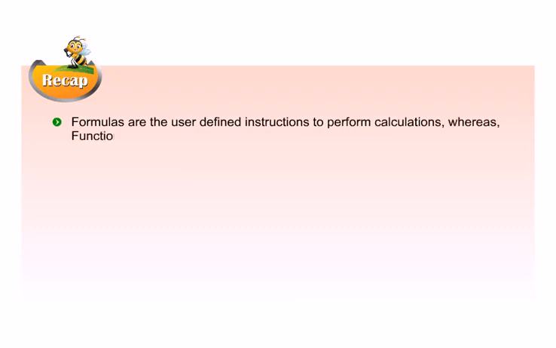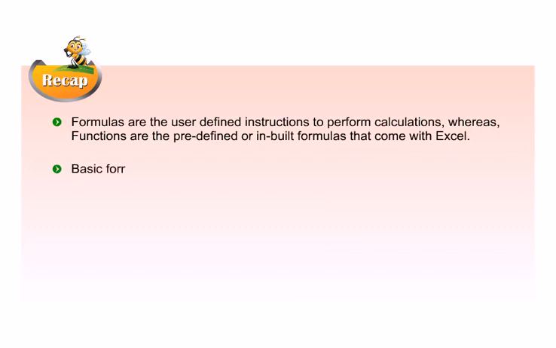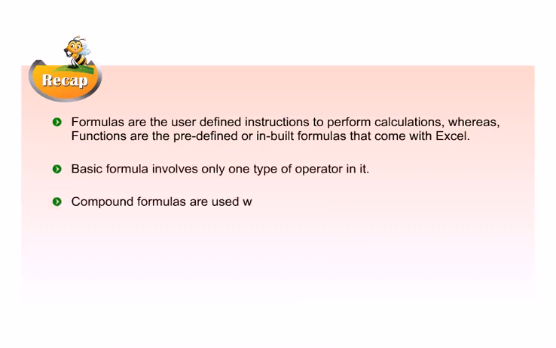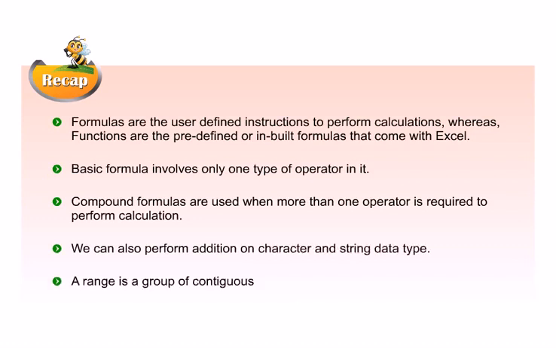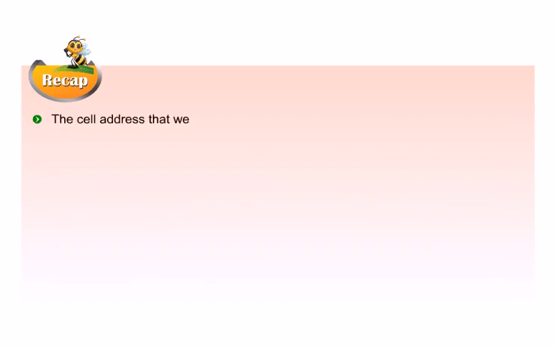Okay, students, let us take a recap of this chapter. Formulas are the user-defined instructions to perform calculations, whereas functions are the predefined or inbuilt formulas that come with Excel. Basic formula involves only one type of operator in it. Compound formulas are used when more than one operator is required to perform calculation. We can also perform addition on character and string data type. A range is a group of contiguous cells which form the shape of a rectangle. The cell address that we use in the formula is known as the cell reference.